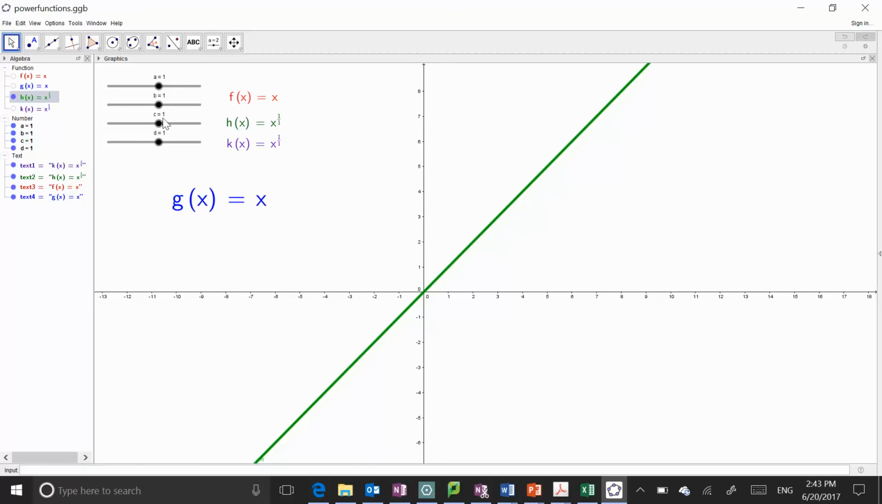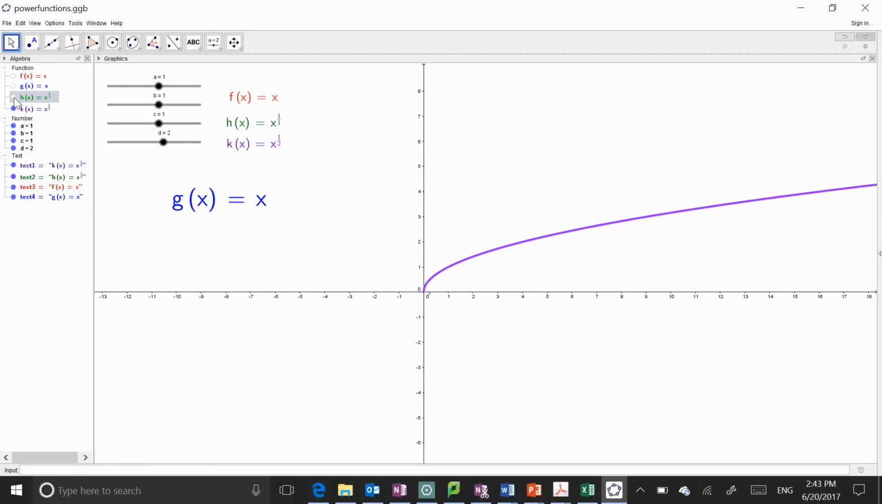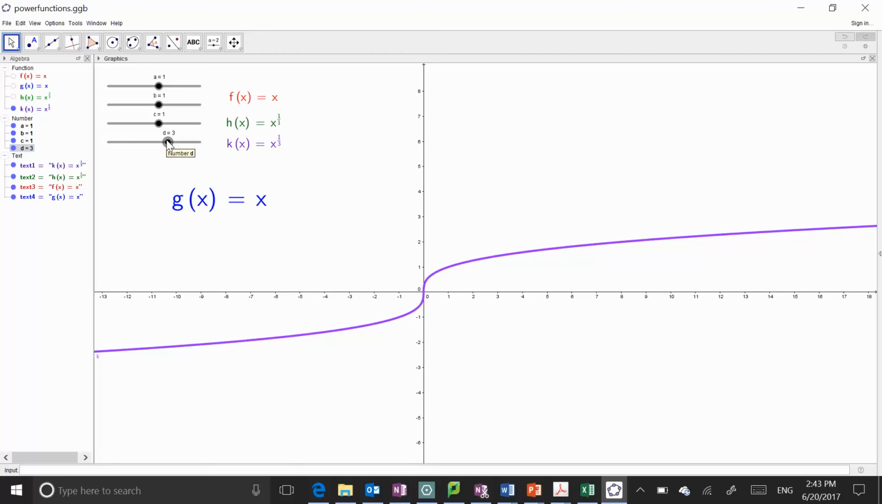If I change, I think it's C. No, not C. It is C. Oh, it's the purple one. Okay, not purple. All right, here we go. Take away the green. First one you know is the square root function when it's 1 on 2. Square root function. Makes sense. Only positive x values. Then I go to cube root. Cube root, we know that you can cube root negative values. So if I increase it to 3, it makes sense.